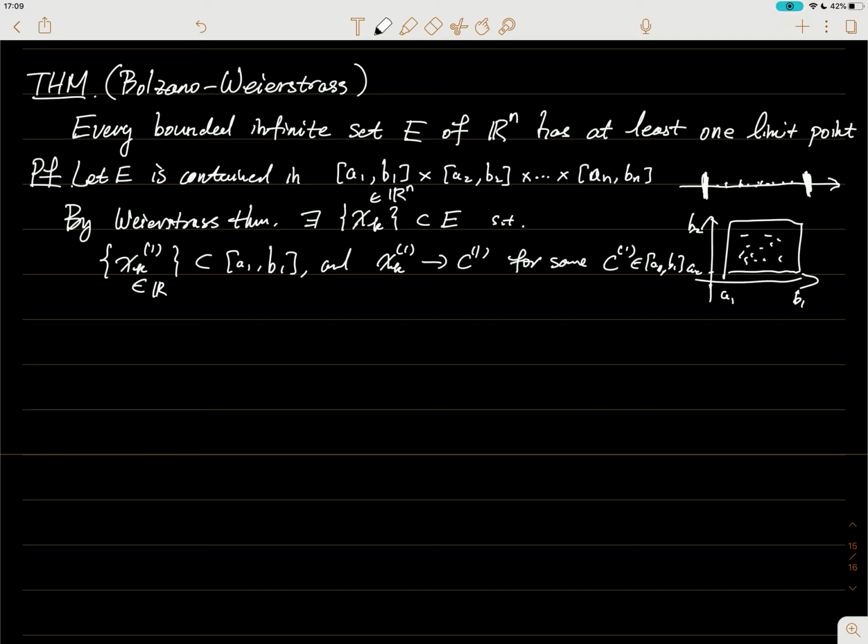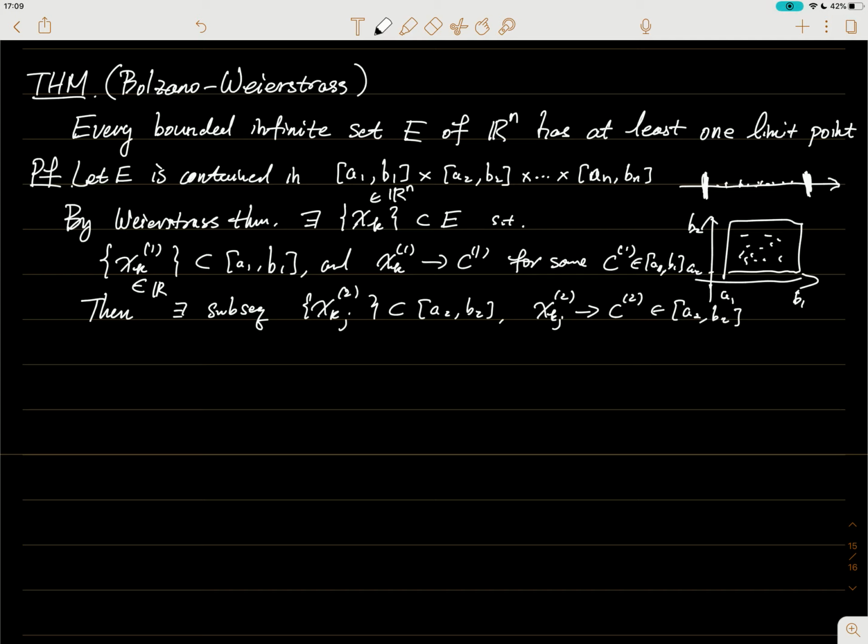Then I can extract a subsequence, there exists a subsequence, I call it xkj, and I will look at their second components, and they will belong to A2, B2. Okay? And then also this sequence of numbers will converge to, say, a number C2, which belongs to the interval A2, B2.